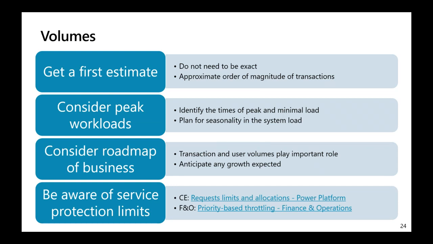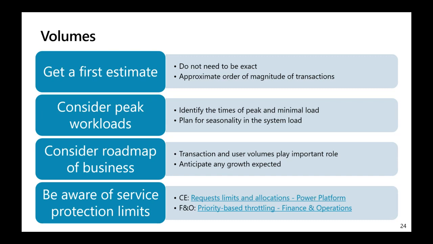Volumes start with documenting a first estimate of expected users and transaction volumes. These estimates do not need to be exact. Having an approximate understanding of the order of magnitude of transactions is sufficient at this stage. From a performance standpoint, the difference between 100 or 200 transactions per hour will not make a difference. But on the other hand, the difference between 1,000 and 1 million is significant, correct?